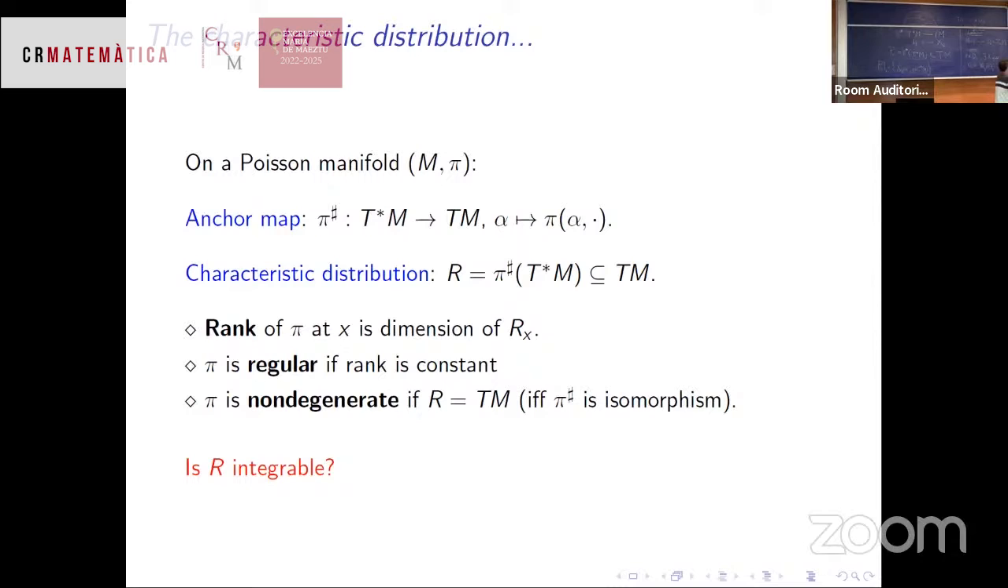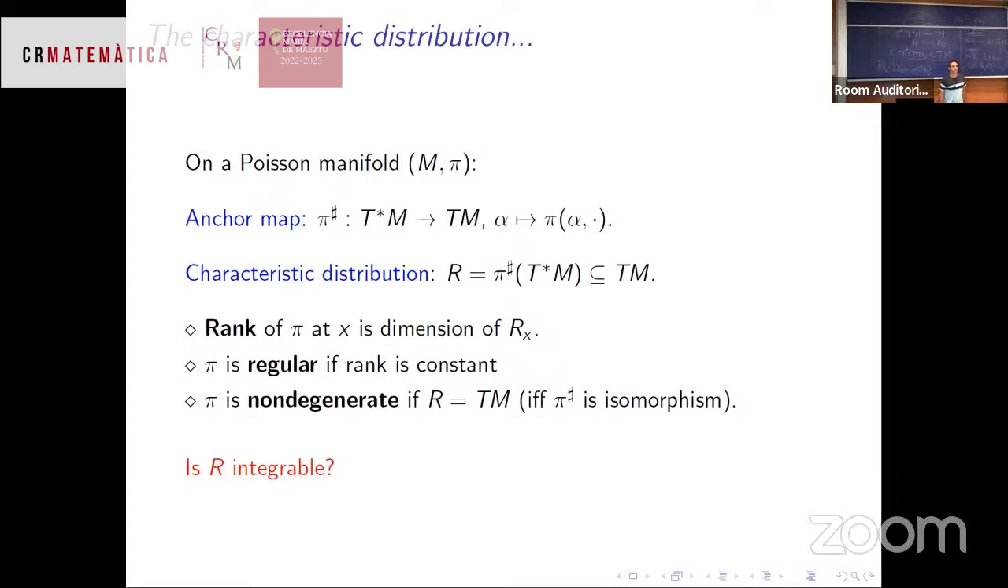I'll say that the Poisson structure is regular if this characteristic distribution is regular, has constant rank, and non-degenerate if the characteristic distribution is the whole tangent bundle, in which case this anchor map is necessarily an isomorphism by dimensions, right? And one of the questions that one wonders about here is whether this distribution is integrable, meaning whether it's tangent to submanifolds at every point.